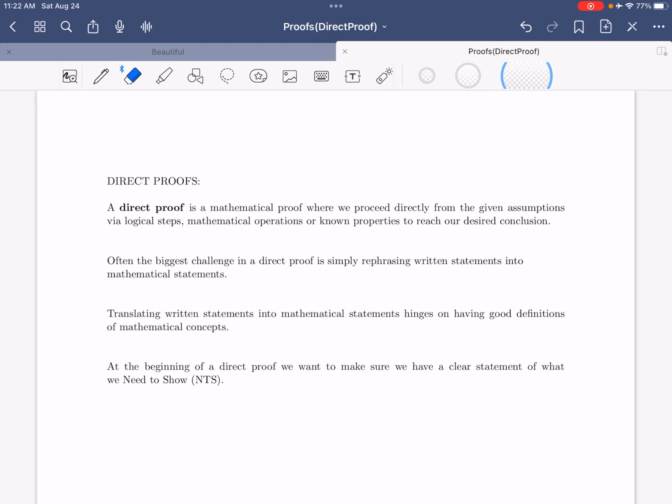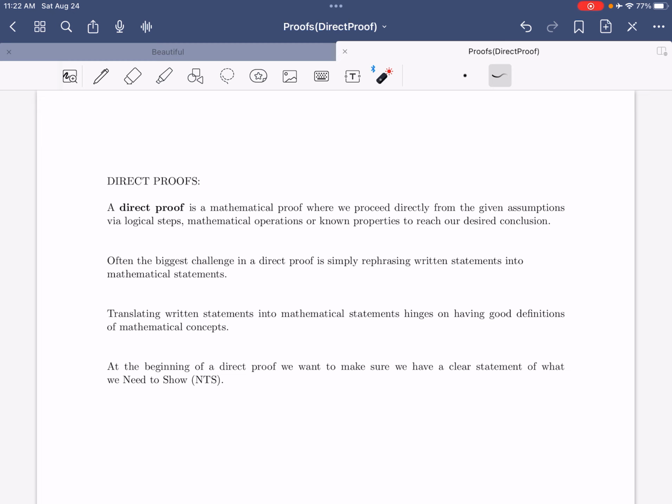In today's video, we will actually be focused on learning the first major technique that can be used for a mathematical proof, which is aptly named a direct proof. So what is a direct proof? Well, right here, we have a rough definition. A direct proof is a mathematical proof where we proceed directly from the given assumptions via logical steps, mathematical operations, or known properties to reach our desired conclusion.